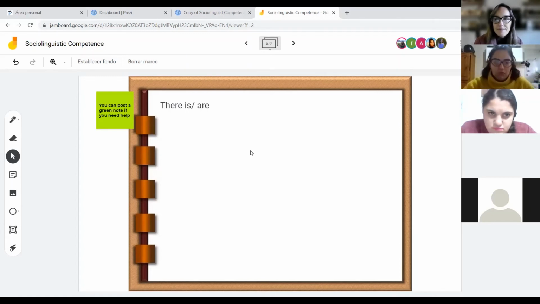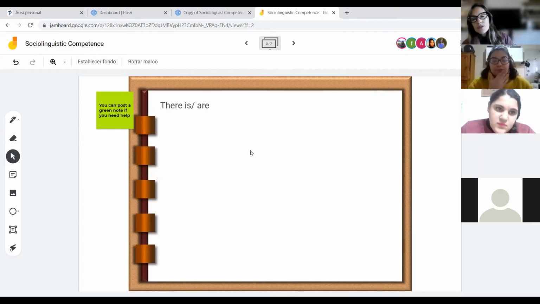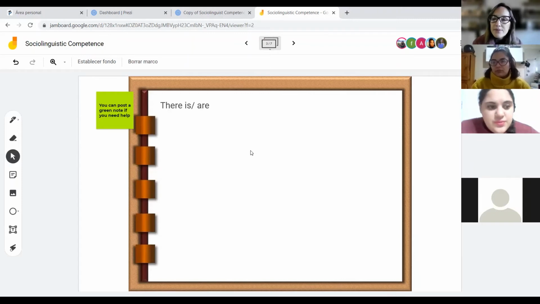To describe a place or the objects that are in a specific place. Yes, to describe a place, to describe a room, as Rocio said. What about the food you have in your fridge? The food, very good, that you have in your fridge, okay?